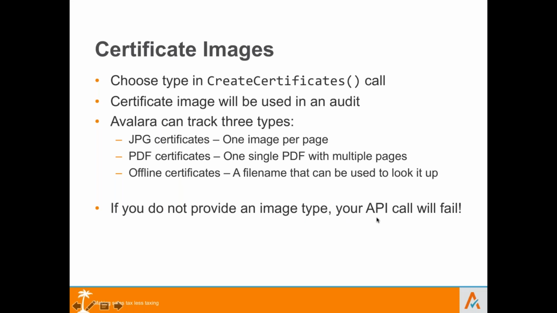I do want to mention that Cert Capture, the AvaTax Exemption Certificates API, will give you an error if you do not choose what type of certificate you're going to upload. You have to pick one of those three. If you don't, you'll get an error saying it's missing that.